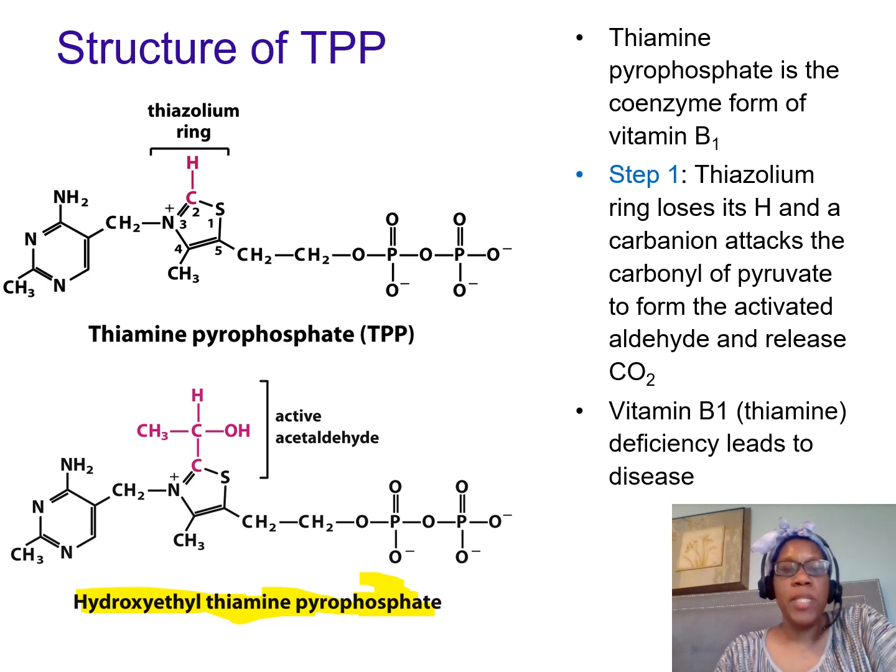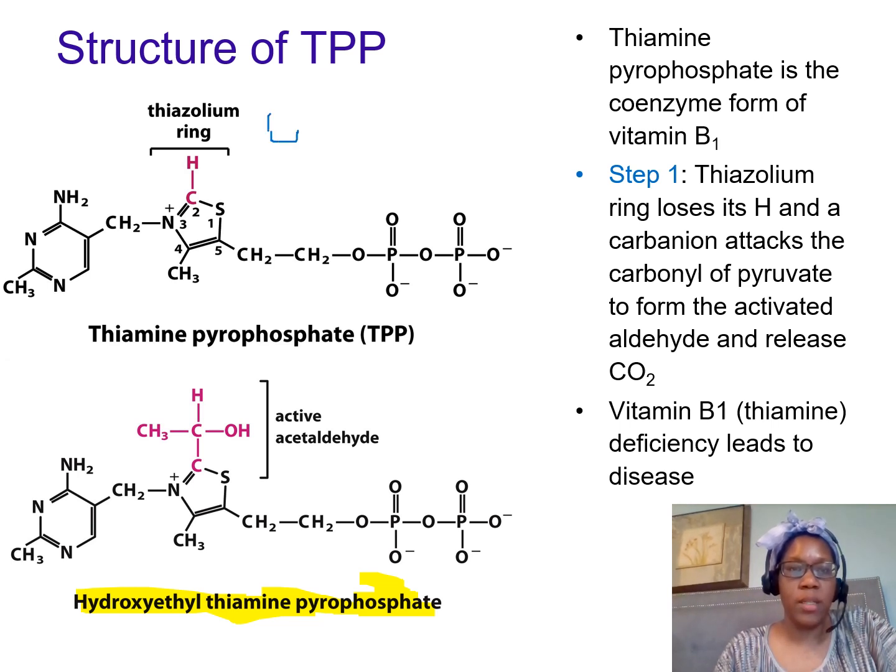All right, so what happens mechanistically is this TPP has this thiazolium ring. So the thiazolium ring, it loses its hydrogen. So when it loses the hydrogen, now we have an anion. So we have this carbanion. And then this carbanion attacks the carbonyl carbon. This is kind of crazy here. The carbonyl carbon of the pyruvate.